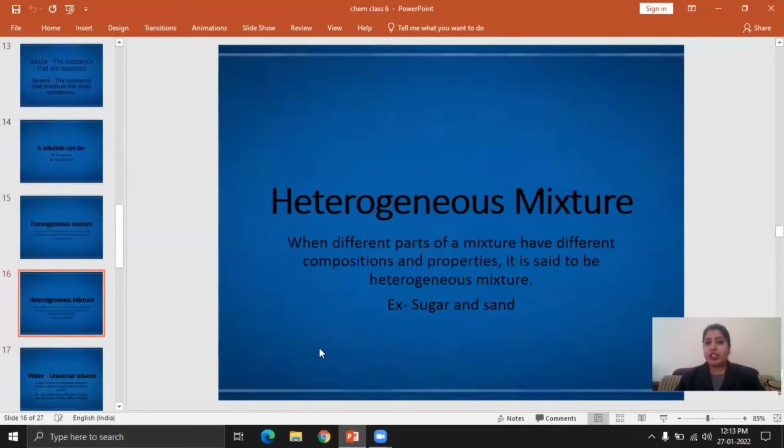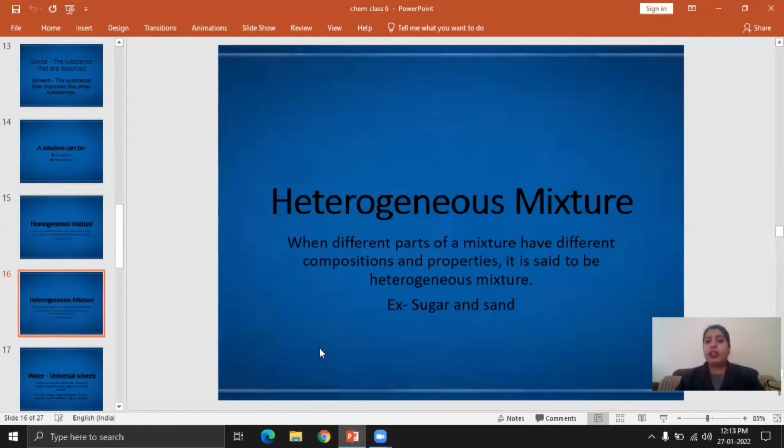Now, what are heterogeneous mixtures? When different parts of a mixture have different composition and properties, it is said to be a heterogeneous mixture. So, when the different components have different compositions and properties, then it is said to be a heterogeneous mixture. For example, sugar and sand. They might have different properties and different composition at different points.